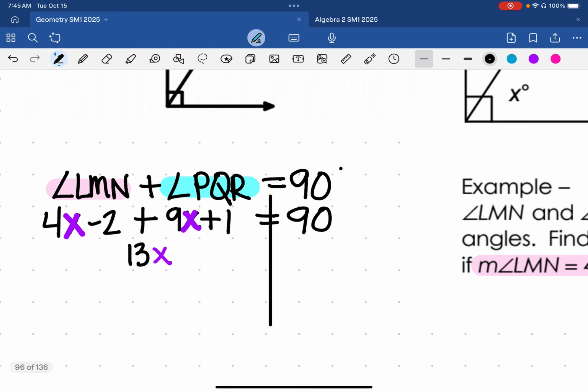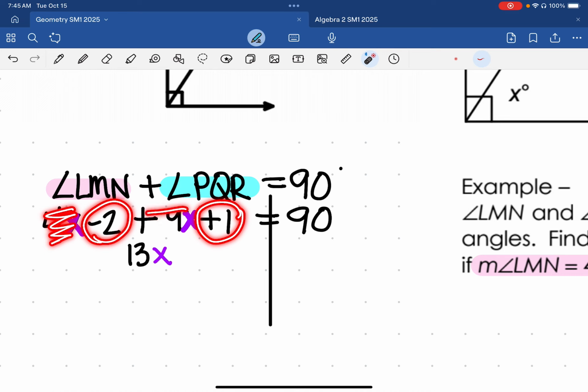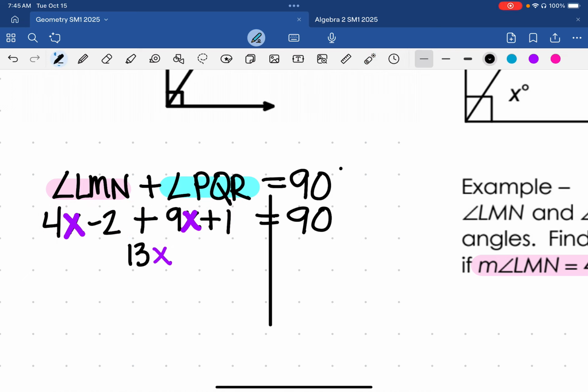I can also go ahead and combine the negative 2 and the positive 1. Remember, in this case, I'm pretending that these don't exist. They are like terms since either one does not contain an x. Negative 2 plus 1 is negative 1. And now I have my two-step equation.